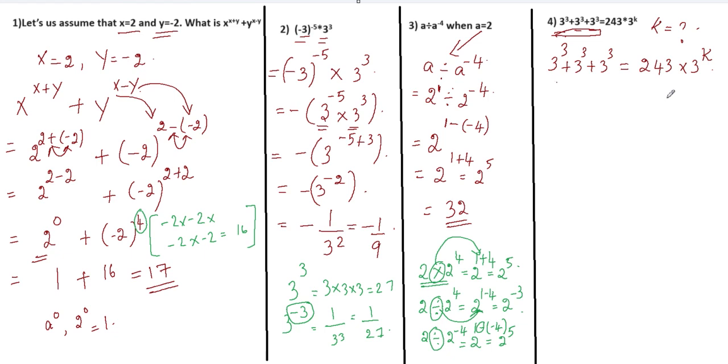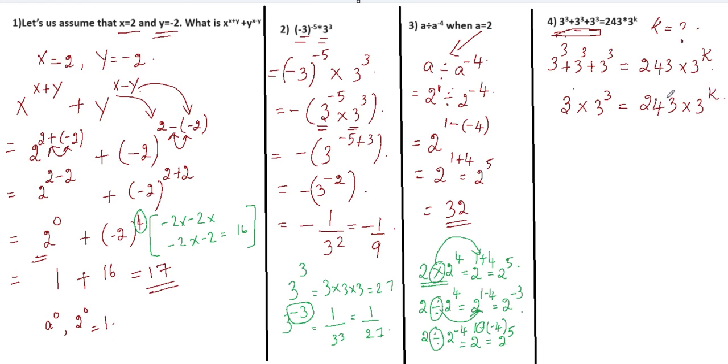Okay, in order to find out the value of k, let's try to simplify the base here. So you have 3 power 3 present 3 times. So I am going to write it as 3 into 3 power 3. Because we know that repeated addition is what you call multiplication. So I am having 3 power 3, 3 times. That's the reason why I write it as 3 into 3 power 3, which is equal to 243 into 3 power k.